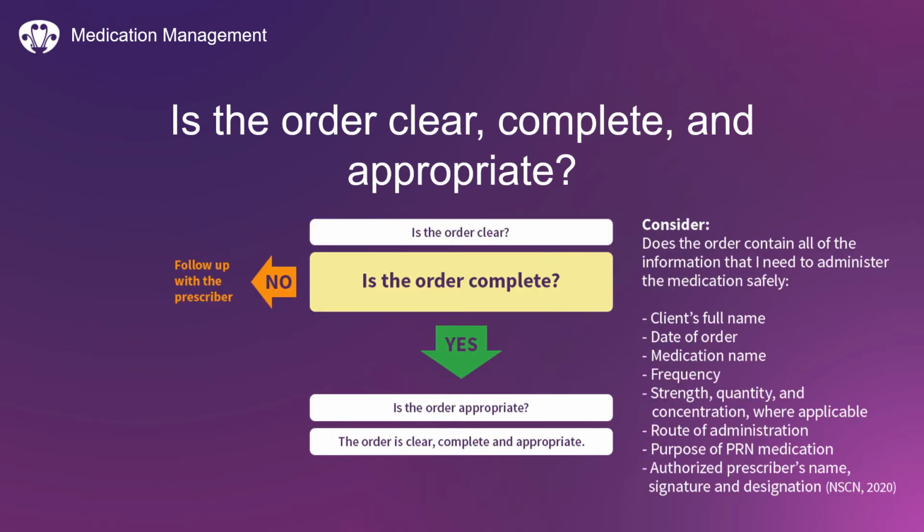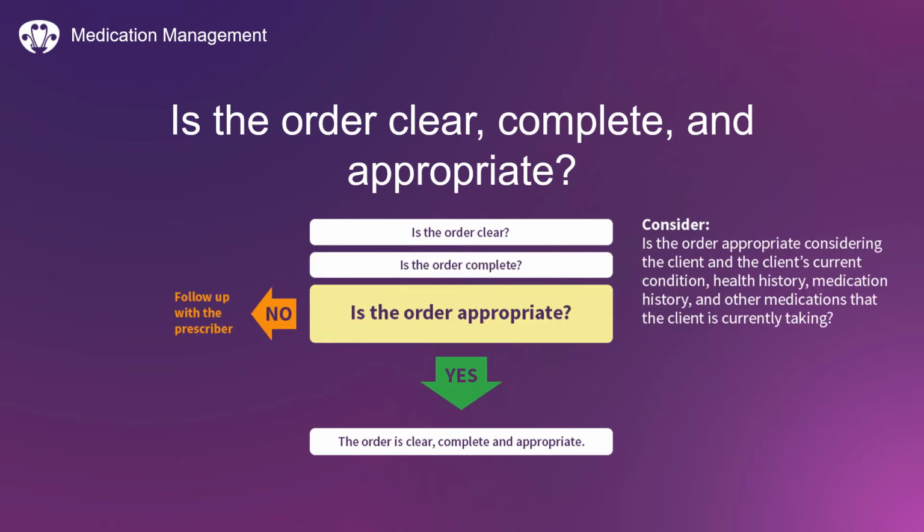If the answer is yes, the second question to ask is: is the order complete? Does the order contain all of the information that I need to administer the medication safely? This would include the client's full name, date of order, medication name, frequency, strength, quantity, and concentration where applicable, route of administration, purpose of PRN or as-needed medication, authorized prescriber's name, signature, and designation. If the answer is no, the nurse must consult with the prescriber.